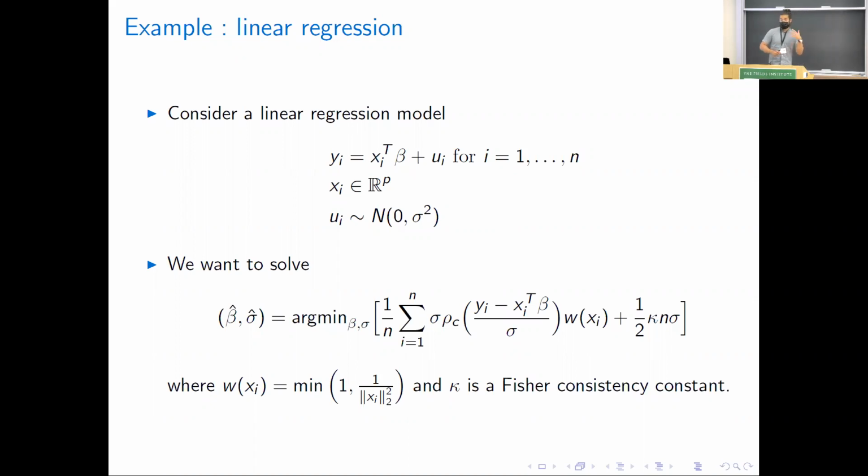That's going to be important. That's what's going to guarantee that the derivative of this function is bounded, both in Y and X, in our data. Okay, and if we do it in that way, then this will lead to a bounded influence M-estimator. Okay, so that's one example of how you can do this.